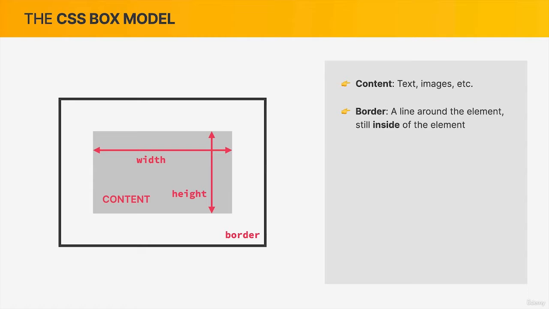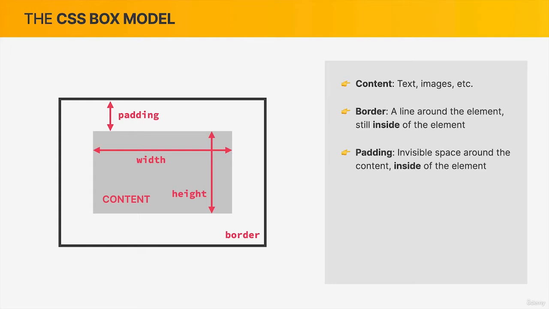And actually, we already did that before, remember? And by the way, this border is technically still inside of the element. And now the next ingredient of the box model is the padding. So padding is basically invisible white space that we can create around the element's content. So between the content and the border.